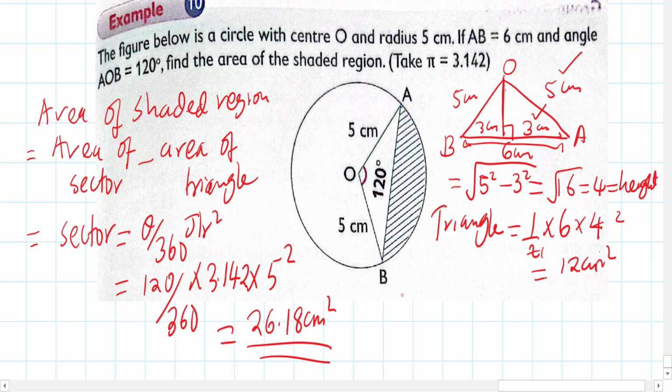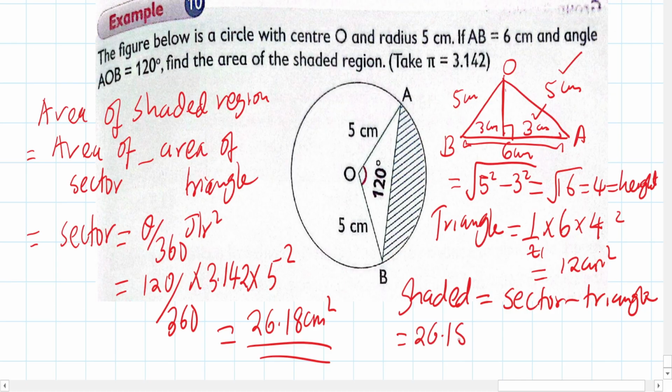Now after getting the two, we say the shaded region is going to be what? Sector minus your triangle. And don't add those. So your sector is 26.18 minus the triangle. Okay, 26.18 minus 12, which gives you 14.18 centimeter square. And that is the area of the shaded region.